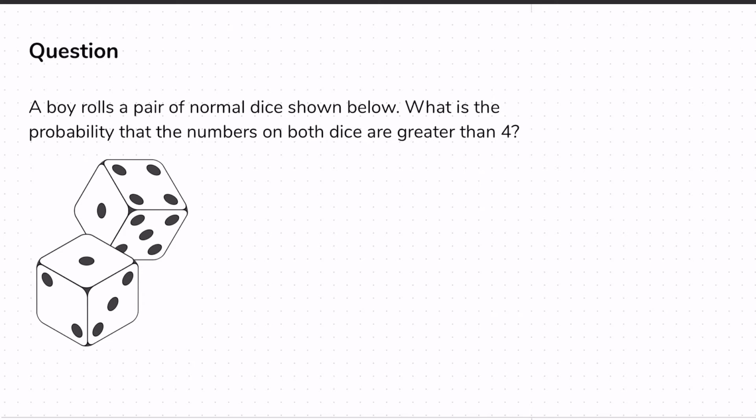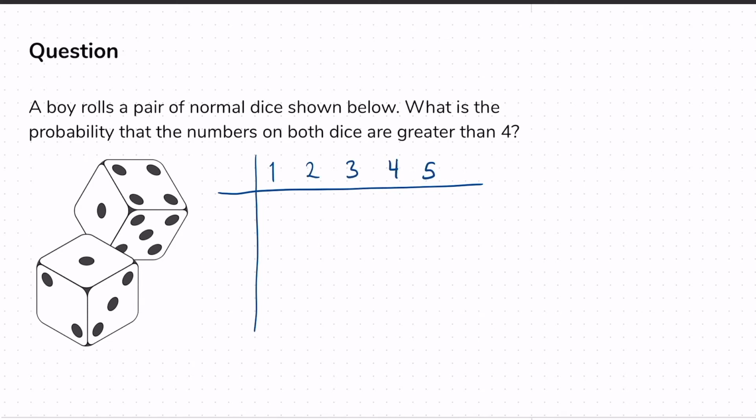In this question, a boy is rolling a pair of normal dice, so that's a six-sided dice. What is the probability that the numbers on both are greater than 4? So the way we're going to do this is we're going to do a sample space again, which is where we write down all the possible combinations.